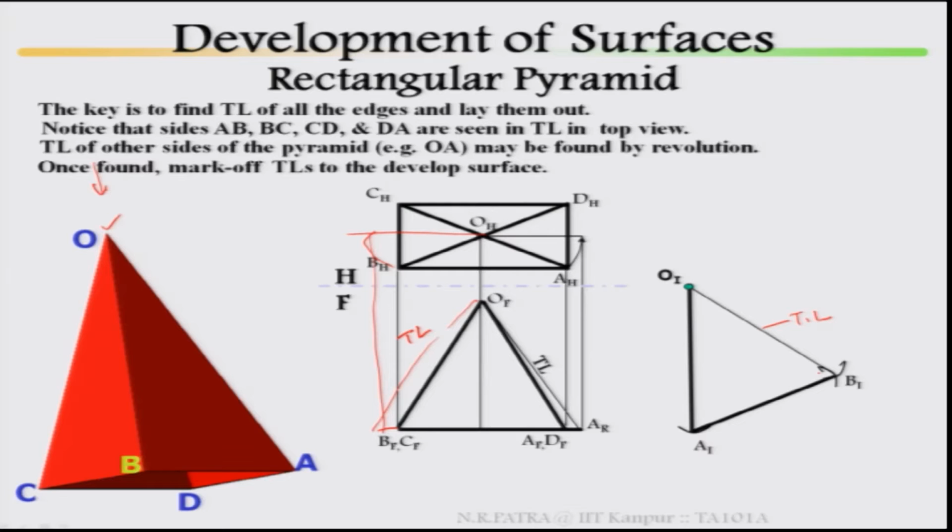So, in this way you start developing one by one: B1 C1, O1 C1, then C1 D1, O1 D1, then O1 A1. So, we started with O1 A1, we end with O1 A1. This is your development of this surface, particularly a rectangular pyramid. A simple example for understanding.